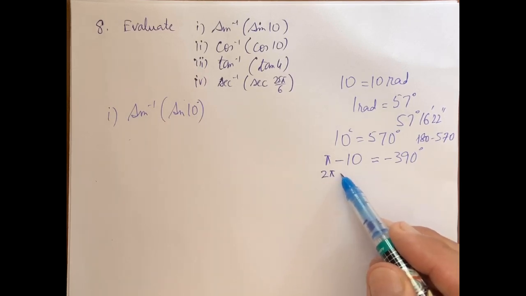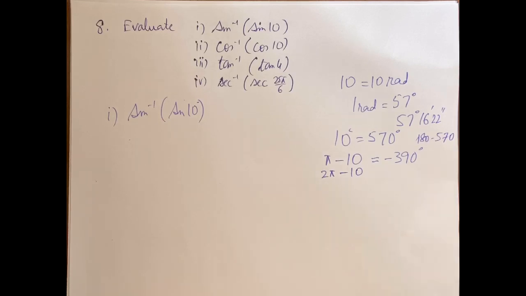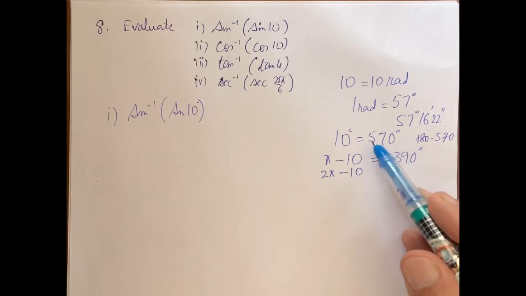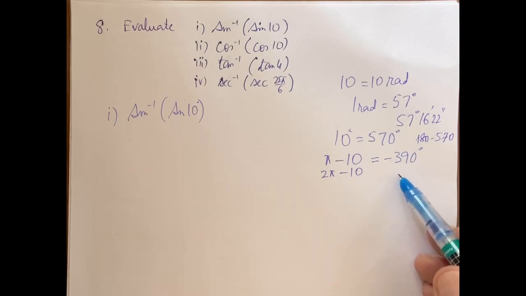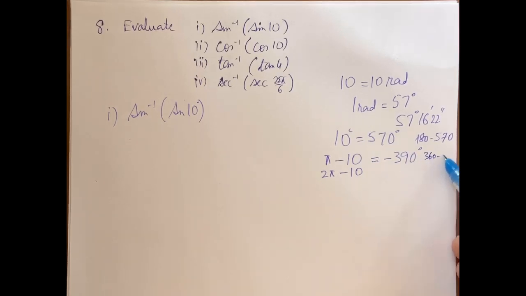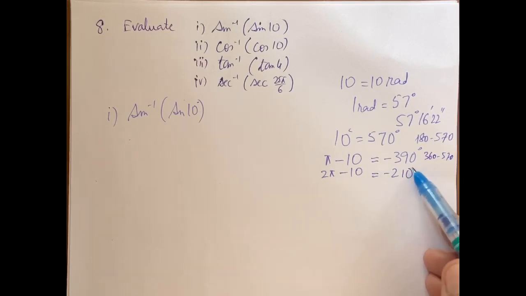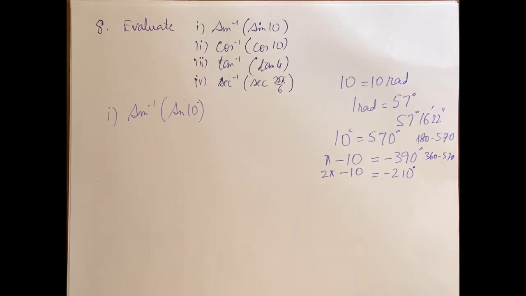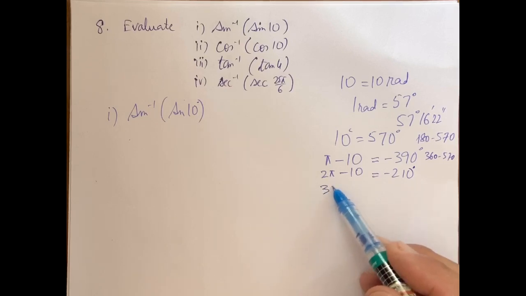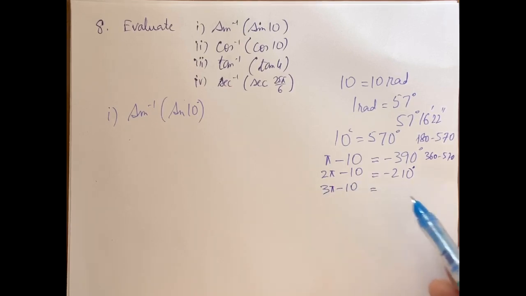This also doesn't lie in the interval from minus 90 to plus 90. Next, we take 2 pi minus 10. 2 pi means 360. 360 minus 570 will be minus 210. This also doesn't lie in that interval. Then 3 pi minus 10. This will be 540 minus 570. This is roughly minus 30. So this lies in the interval.